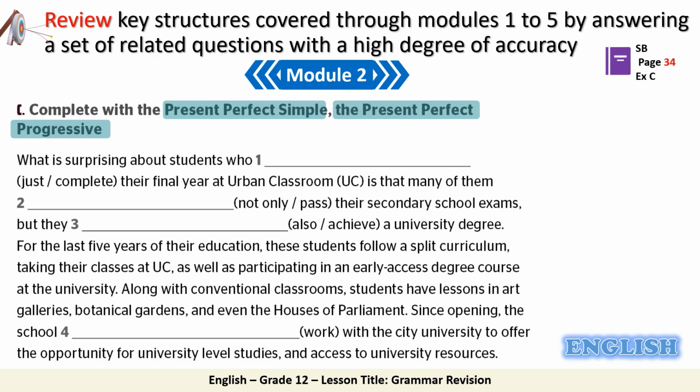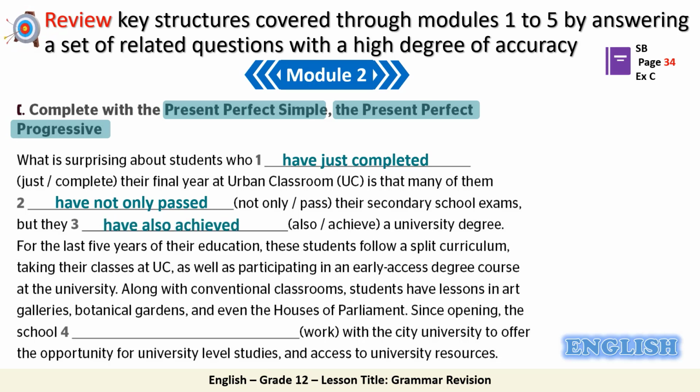Well done. Let's see the answers. So for the first space, we should use the present perfect simple because it shows a recently completed action. So the correct answer is have just completed. Then in space 2 and 3, we should also use the present perfect simple. So the correct answers are have not only passed, have also achieved, because both actions happened in the past and finished, but the results are obvious in the present.